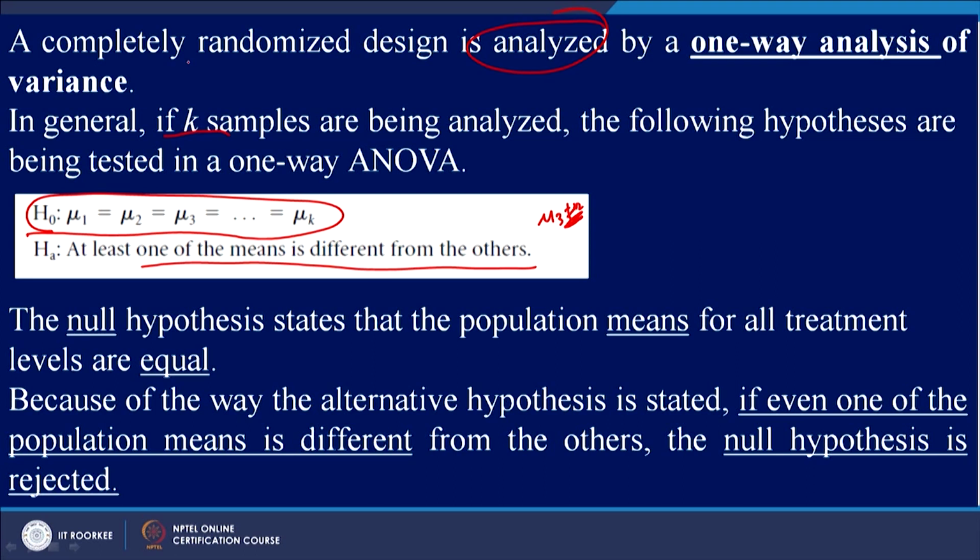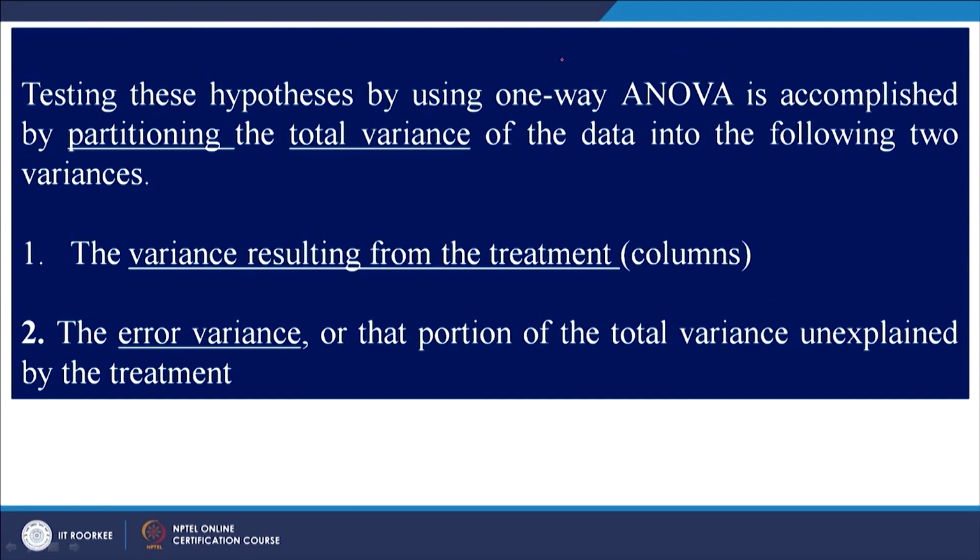So, a completely randomized design is analyzed by one way ANOVA. Testing these hypotheses using one way ANOVA is accomplished by partitioning the total variance of the data into the following two variances. We said in the beginning, in one of the slides, that the sum of total variance was not 0 in the valve opening example. So, what was the reason for that? What we did, in fact, was divide the total variance into two different variances.